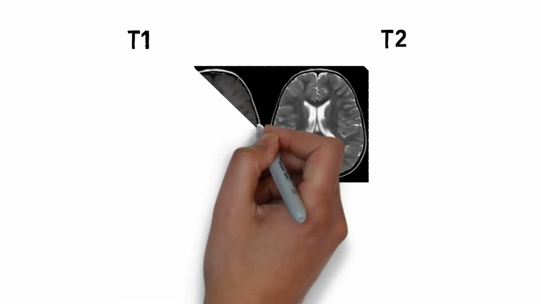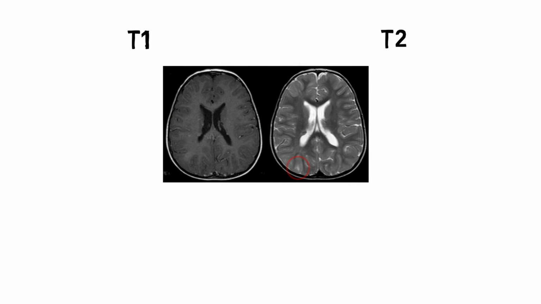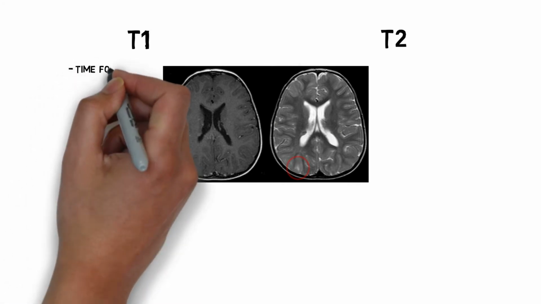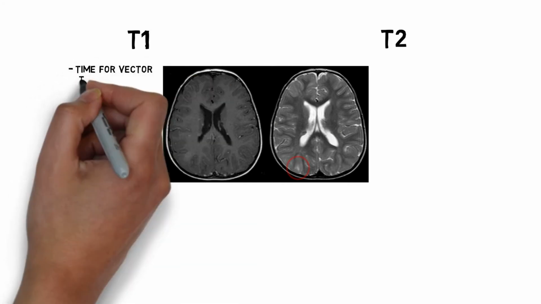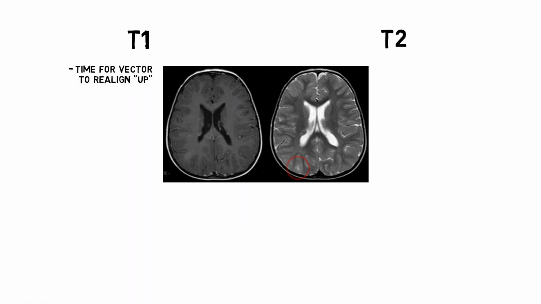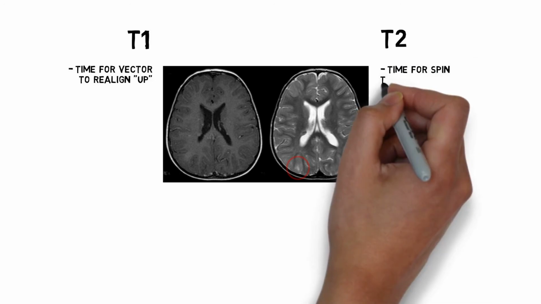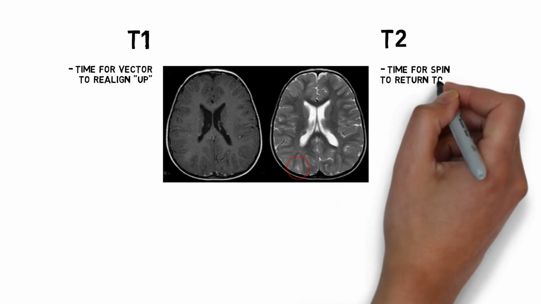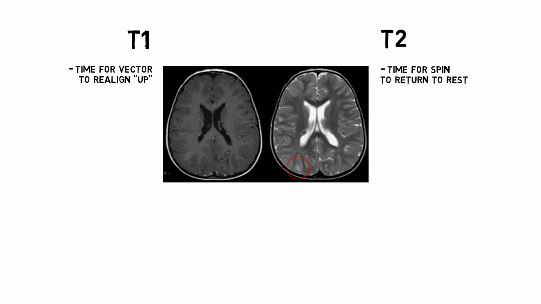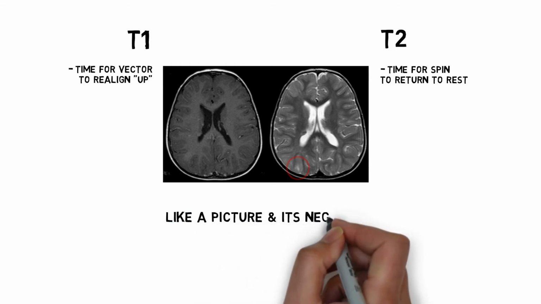These both use different relaxation times, or times from the disturbed state to the resting state. For T1 imaging, the time measured is for the vector of the proton to realign to the up position. In these scans, water is dark, and fat, blood, etc. is bright. For T2 weighted images, the time measured is that for the axial spin to return to its resting state. This results in water being very bright and fibrous tissue being dark. The two types of images appear to be like a picture and a negative of the picture.